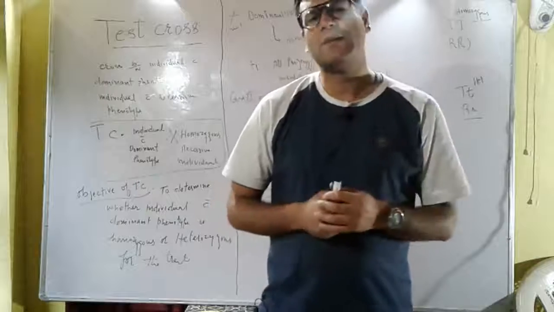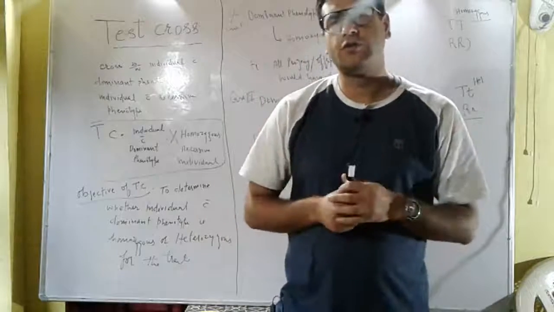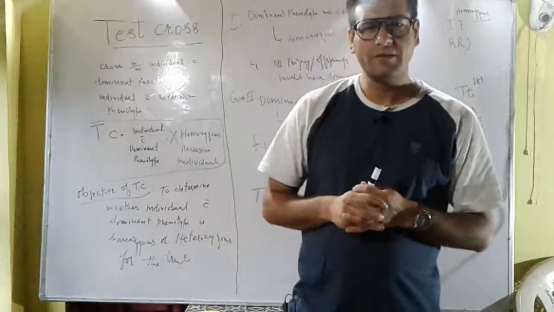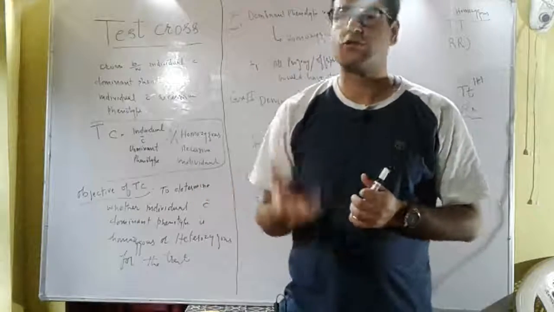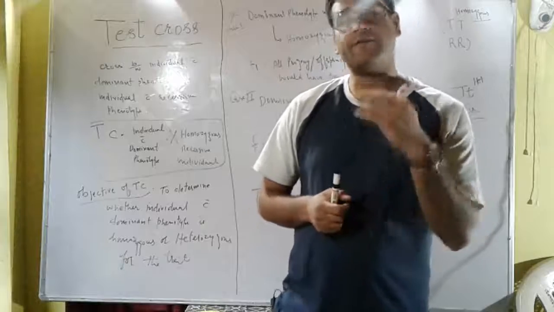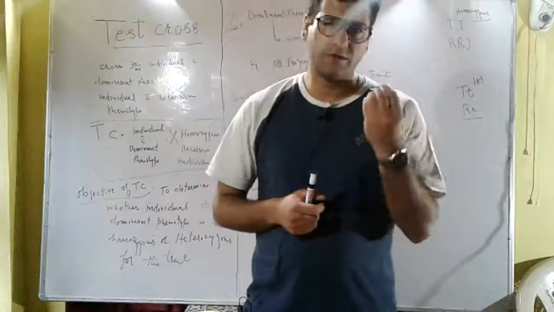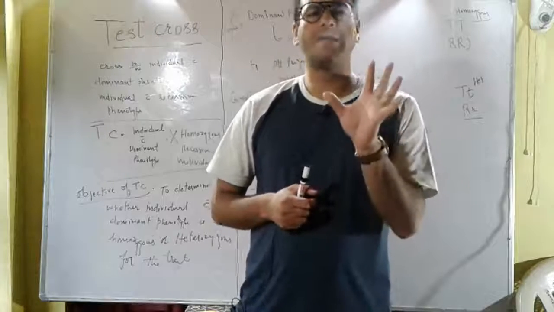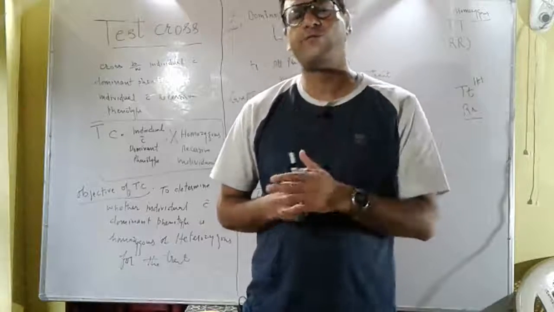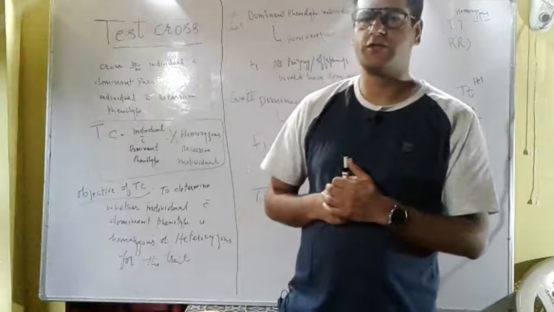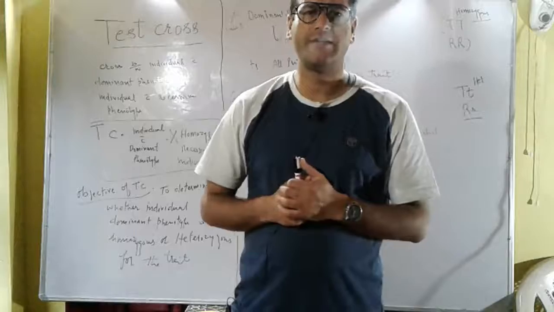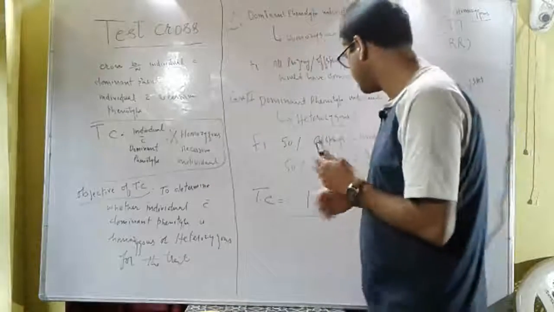The second case is that if we have got an individual with dominant phenotype, an individual with dominant trait, and it is heterozygous, then in the F1 generation we'll get the offsprings, the progenies. In them, 50% would have the dominant trait and 50% would have the recessive trait. So the test cross ratio is 1:1 in case of the single character.